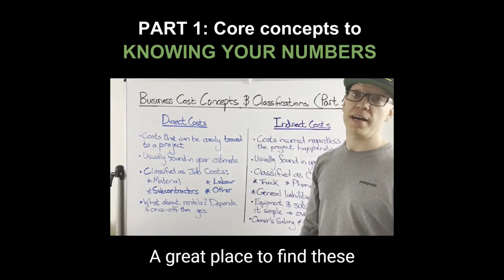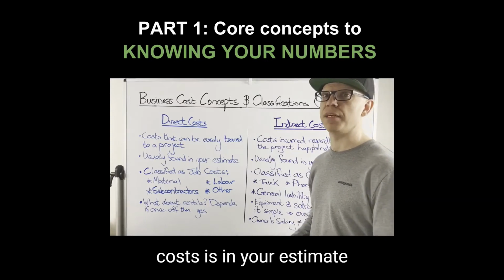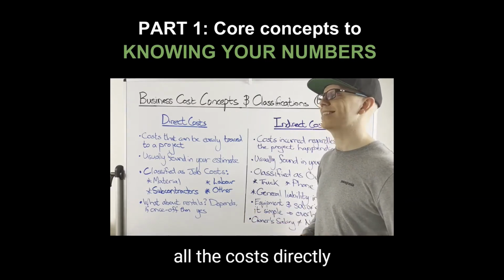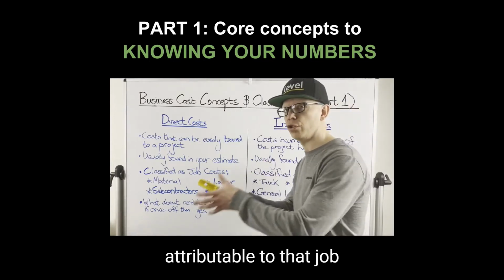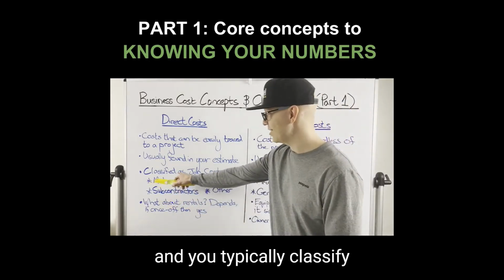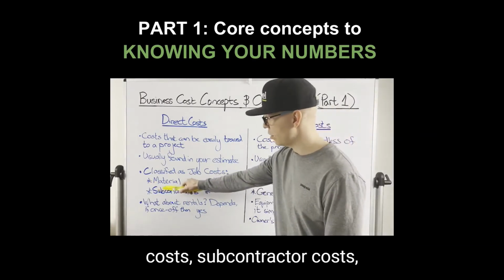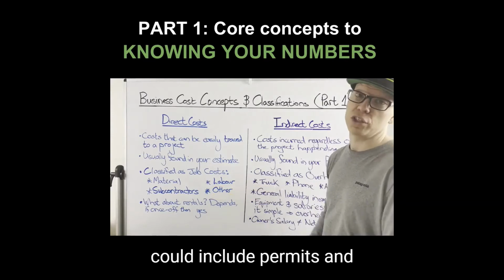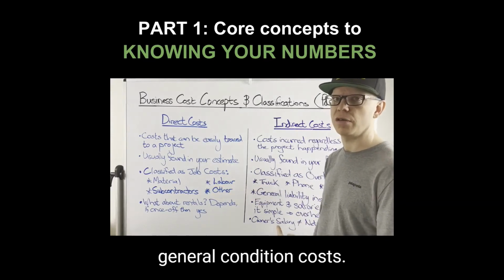A great place to find these costs is in your estimate, because when you estimate a job, you have to estimate all the costs directly attributable to that job, and you typically classify those costs into material costs, subcontractor costs, labor costs, and other, which could include permits and general condition costs.